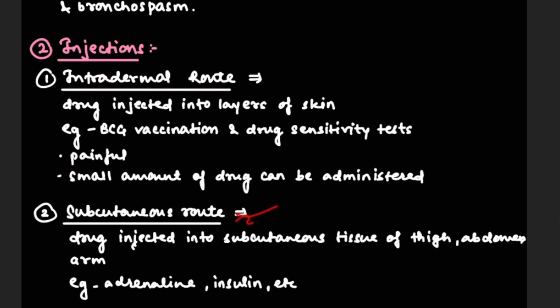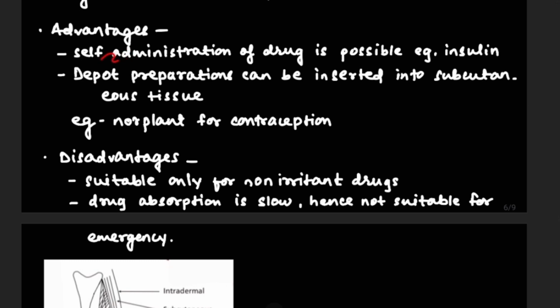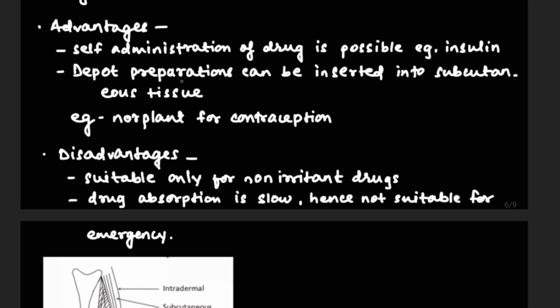The next is the subcutaneous route. Here the drug is injected into the subcutaneous tissue of the thigh, abdomen and arm, such as adrenaline and insulin. These both can be given by the subcutaneous route. Then there are some advantages and disadvantages. In advantages, self-administration of the drug is possible, for example insulin, as well as the preparation can be inserted into the subcutaneous tissue.